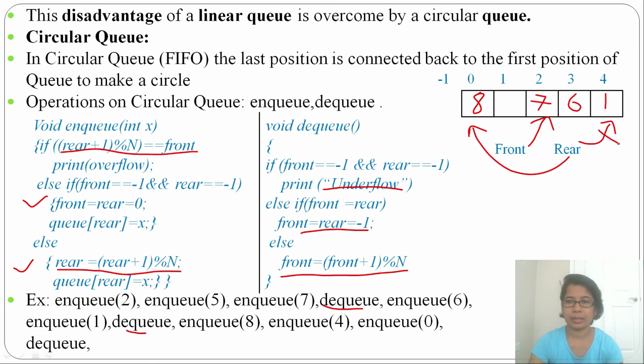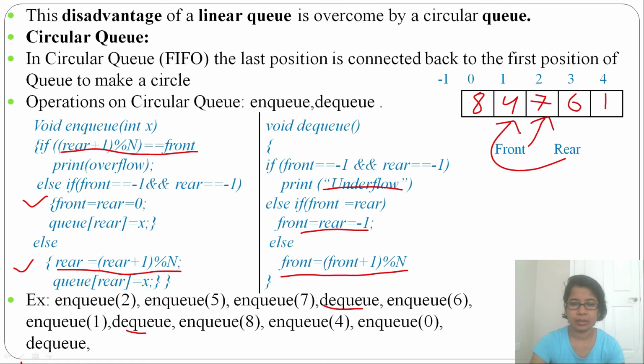I think you guys are clear. 4 plus 1 mod 5, that is 5 mod 5, 0. Okay, next is NQ 4. Another NQ, so it will be 0 plus 1, that is 1 mod 5, so it will be 1. So rear will point to 1, and here we will insert 4.